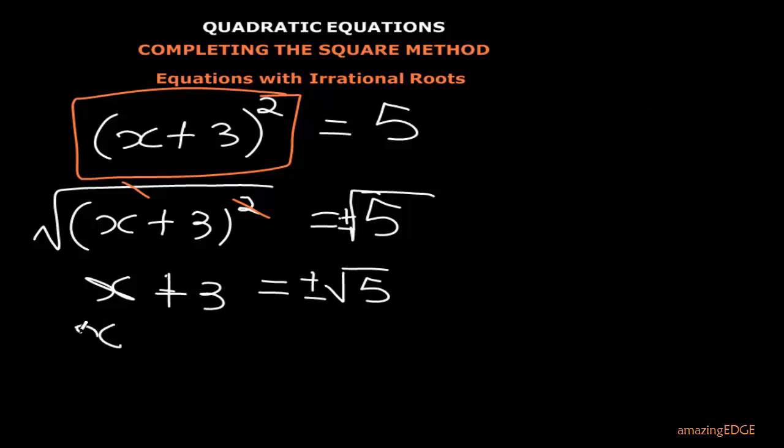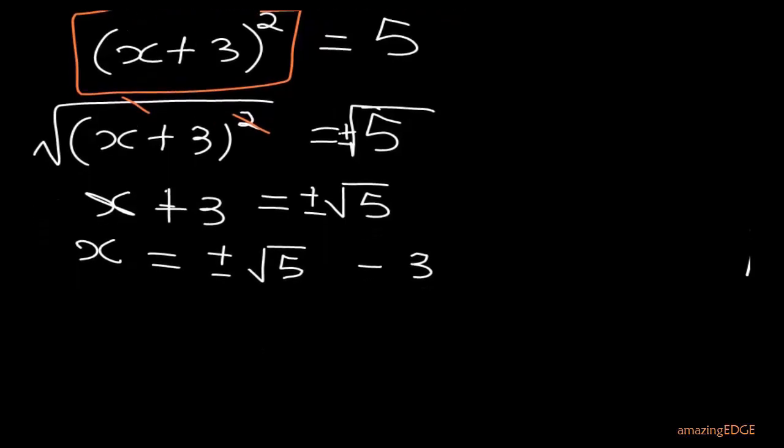Our x will now be equal to, as we are making x the subject of the formula, when the 3 comes to the other side, it becomes minus. So here you still have your plus or minus square root of 5, minus 3. So that's what you have. There are two values of x. Therefore, what will be your value of x? You take the plus part.